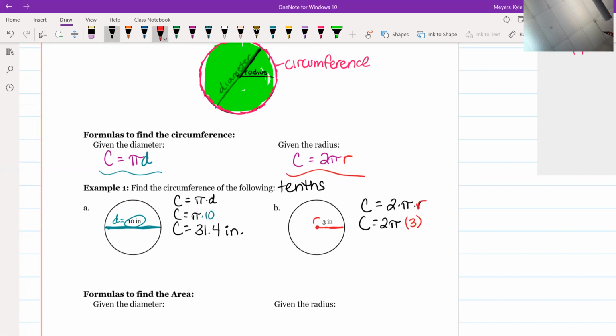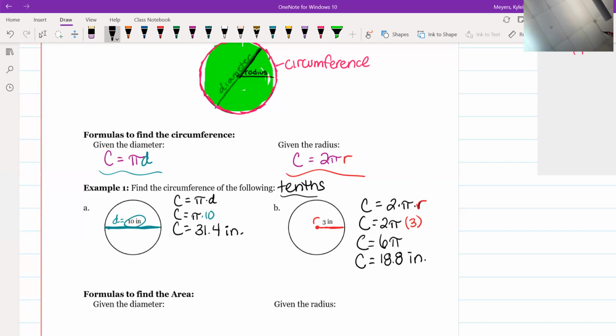I'm going to simplify this a little bit. 2 times 3 is 6. This is really 6 pi that you're plugging into your calculator. And when you do that, rounding to the tenths place, you should get 18.8. And again, label it as inches. So that's how you find the circumference.